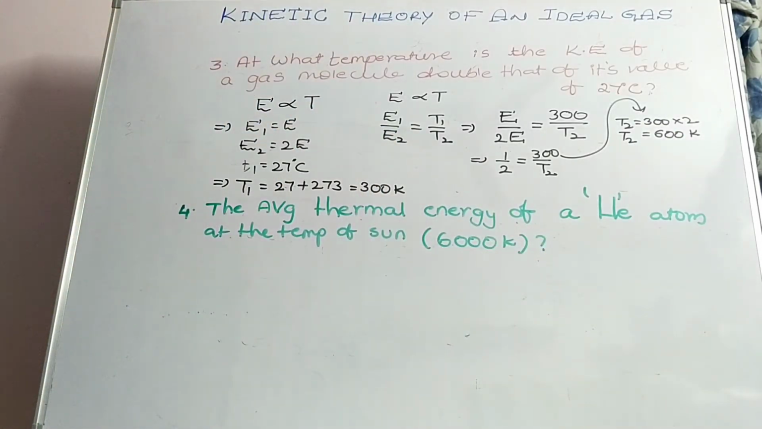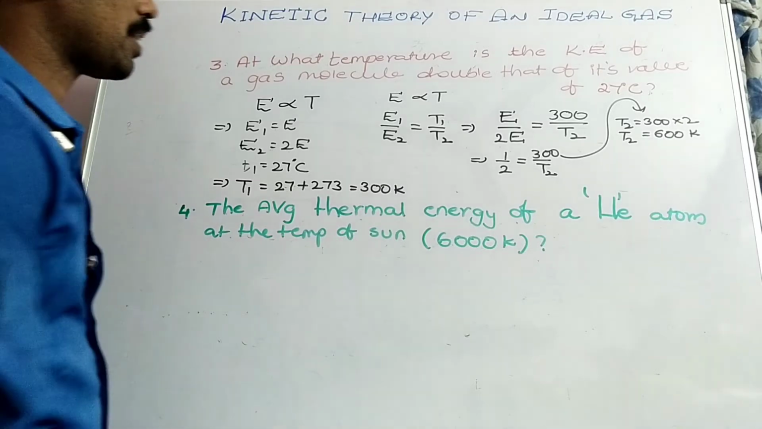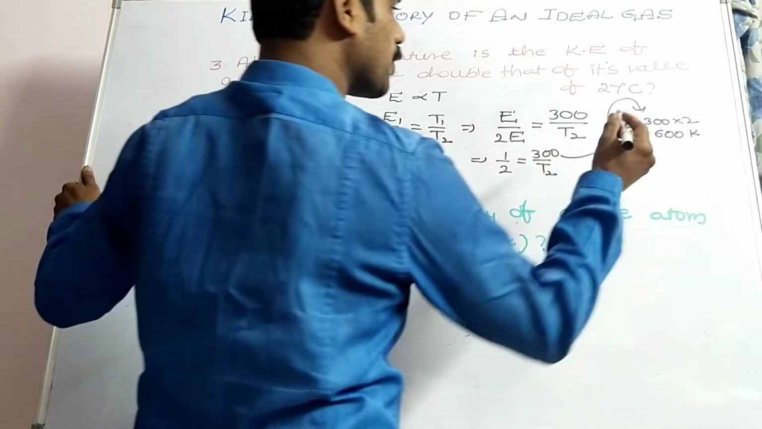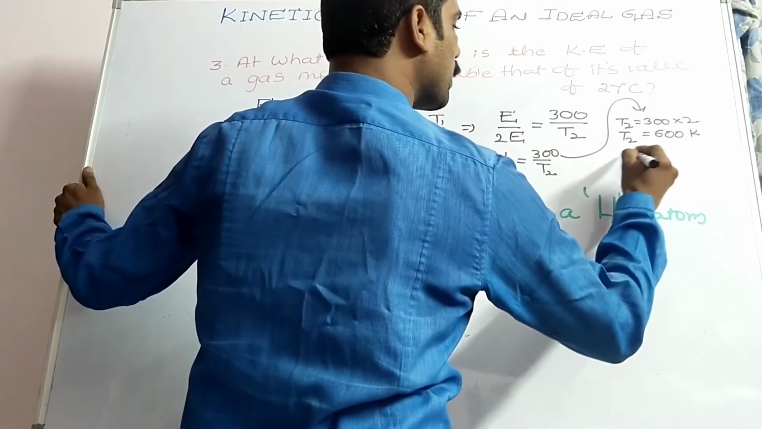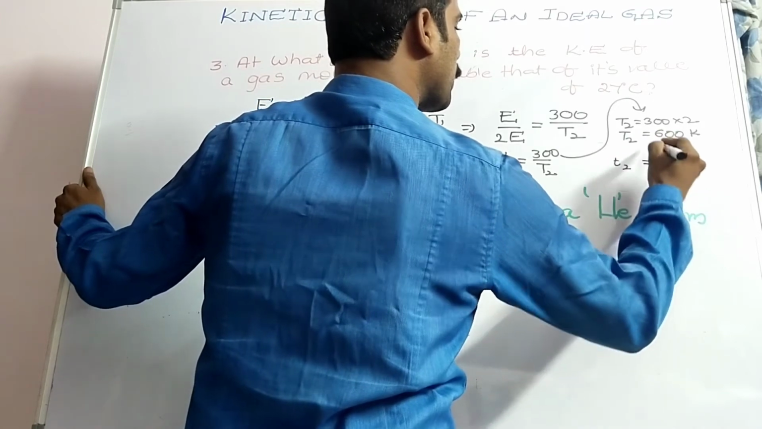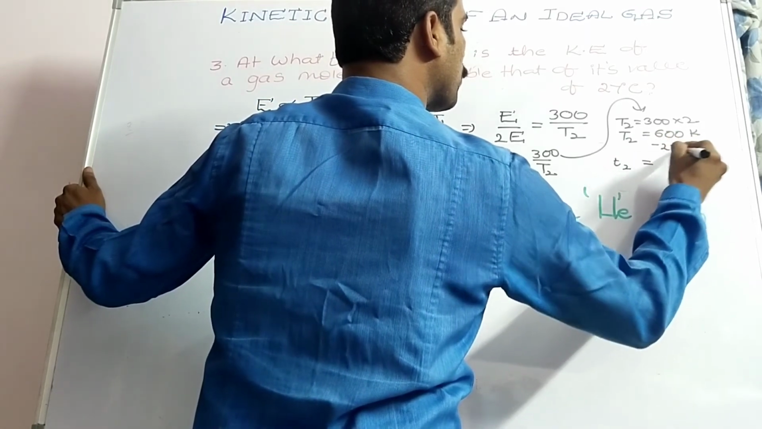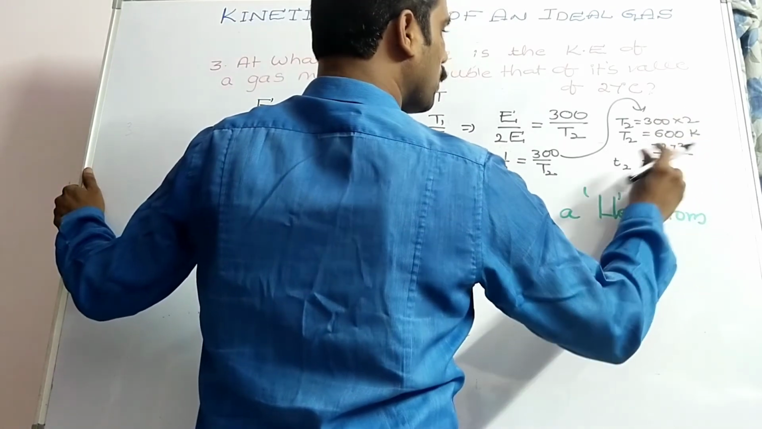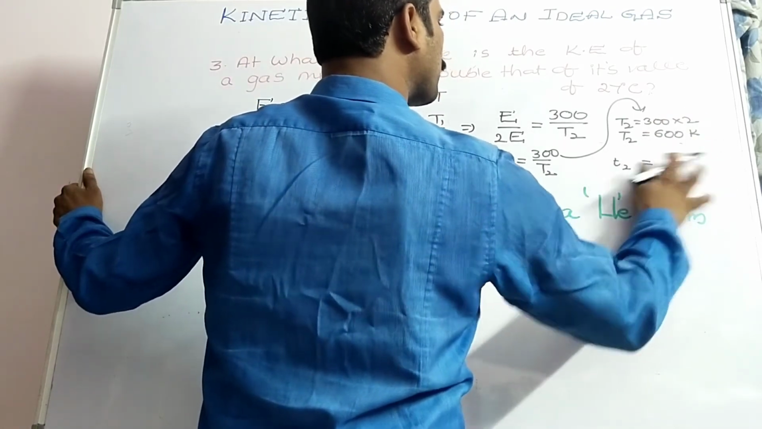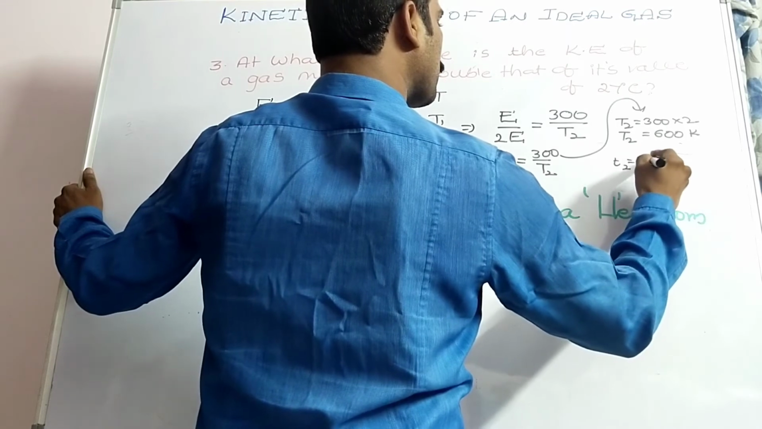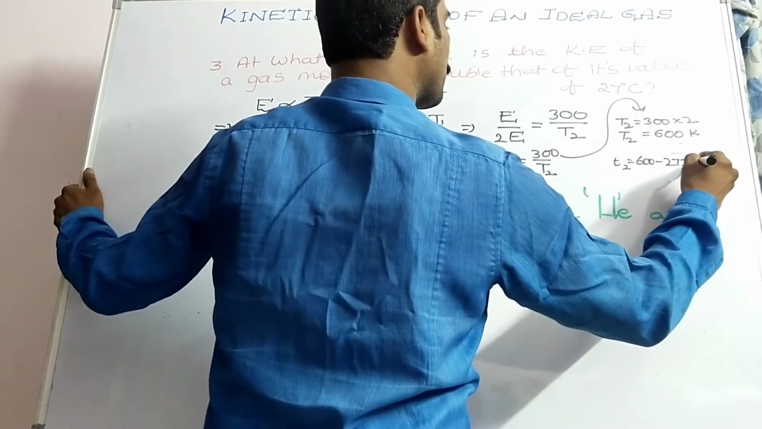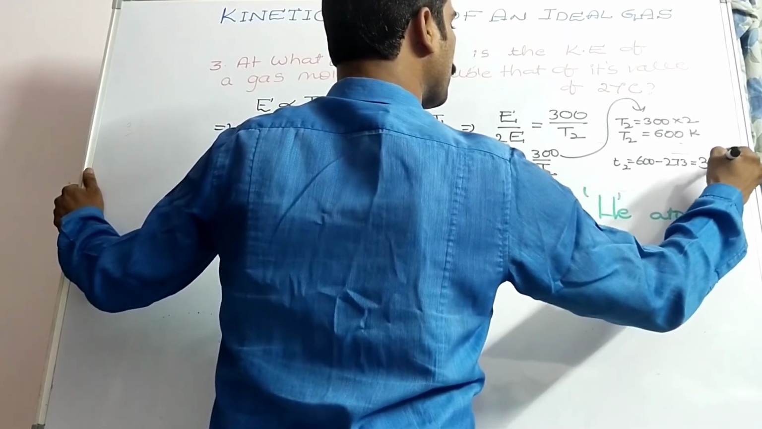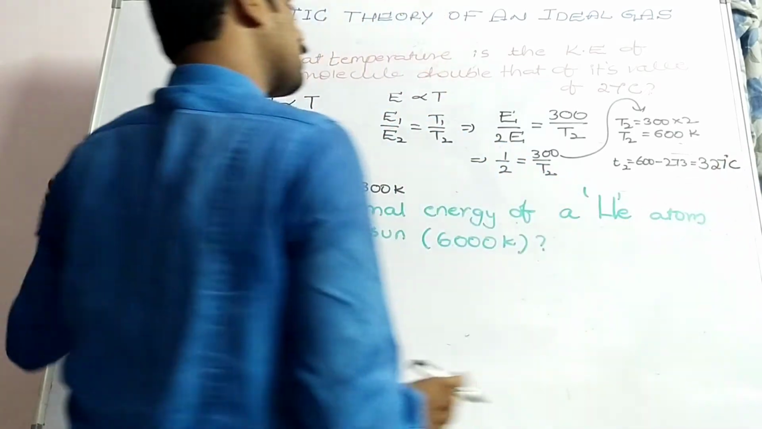If you want to convert it into the Celsius scale, if the answer is given in Celsius, we have to subtract 273. Or else, 600 minus 273, no problem. That is equal to 600 minus 273, that is equal to 327 degrees Celsius.